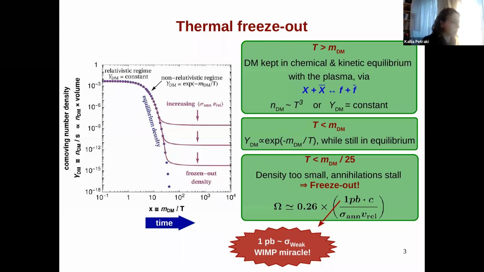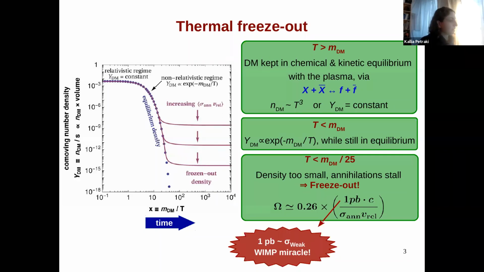So we can easily calculate the relic density of dark matter produced via this mechanism, and famously we find that we get the observed dark matter abundance if the annihilation cross-section times relative velocity is about 1 picobarn. And because 1 picobarn is of the order of the weak interactions of the standard model, this was deemed to be the WIMP miracle.